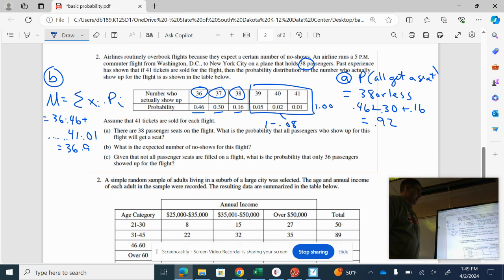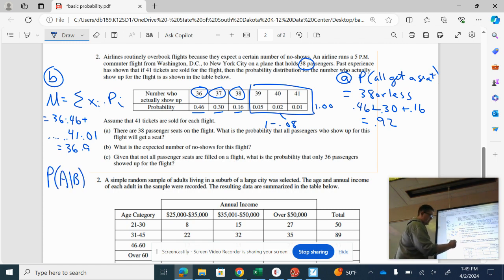Let's see: given that not all passenger seats are filled on a flight, what is the probability only 36 showed up for the flight? Okay, so that's a given probability. On the formula sheet, we do have this thing, the probability of A given B, and that equals the probability of A and B over the probability of whatever the given was.